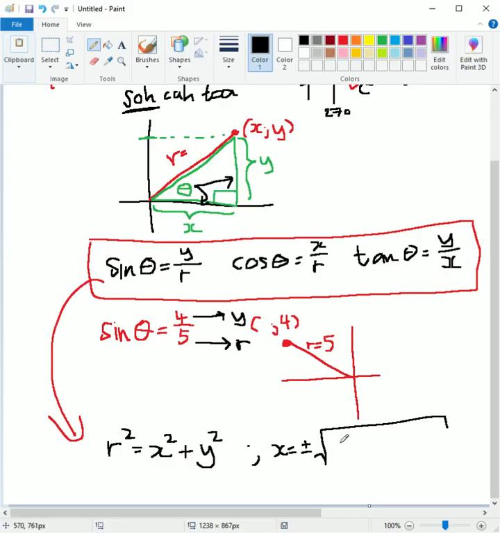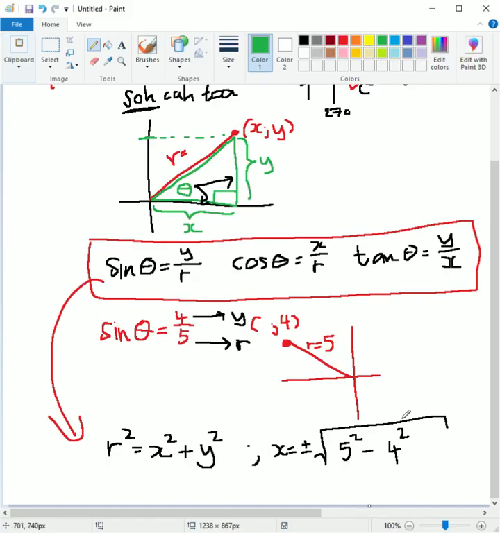My r value is 5. I'm going to square that, 5 squared, and then I'm going to say minus, and I'm going to put my y value. My y value is 4 squared. Okay, so what did I do? I did skip a bit of steps. Maybe we should discuss those first.